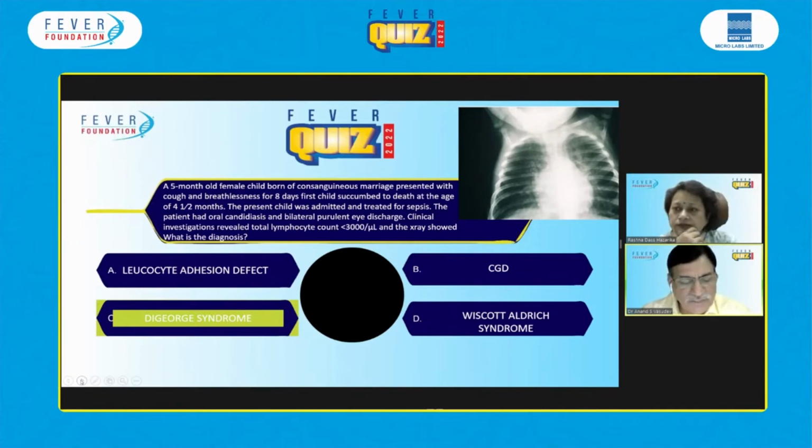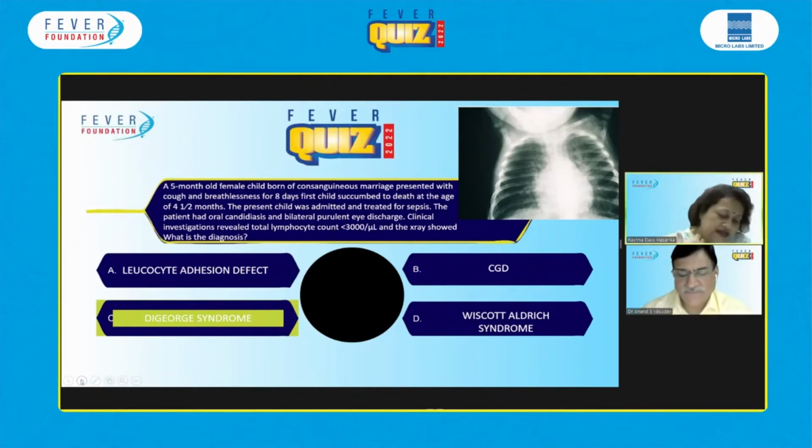Right, I think you've already talked about DiGeorge in detail. Yeah. That's it. In Wiskott-Aldrich, the classical finding is that of eczema. So they have immunodeficiencies, so recurrent infections, they'll have thrombocytopenia, as Sir said, and there will be an eczema.